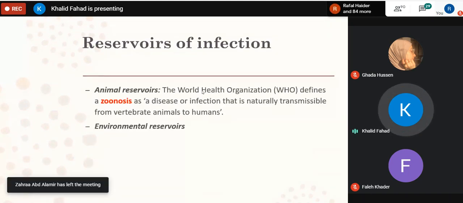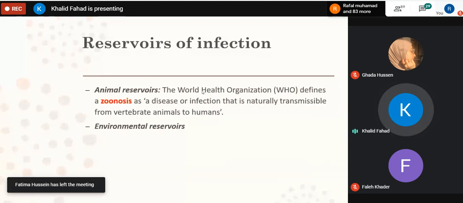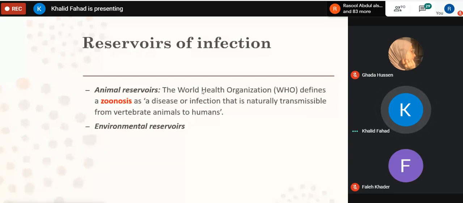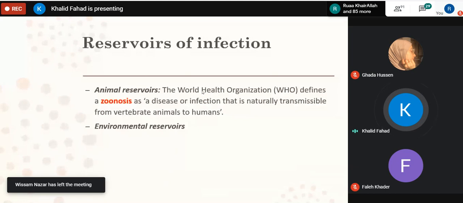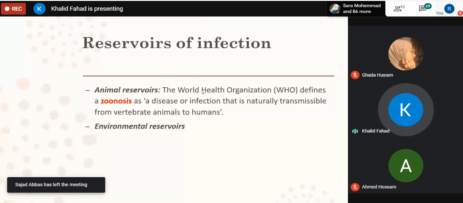Animal reservoir. The WHO defines a zoonosis. What do you mean by zoonosis? Zoonosis is a disease or infection that is naturally transmissible from vertebrate animals to humans. For example, in brucellosis or in Q fever, due to Chlamydia psittaci, which is transmitted from animals to humans. And there are many environmental reservoirs, for example, water, surfaces, etc.